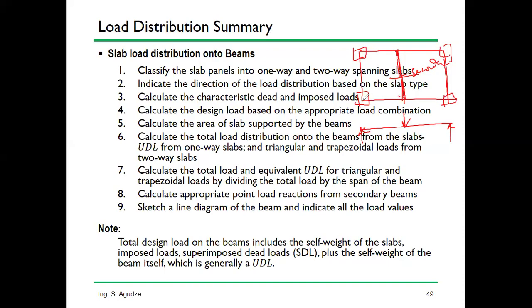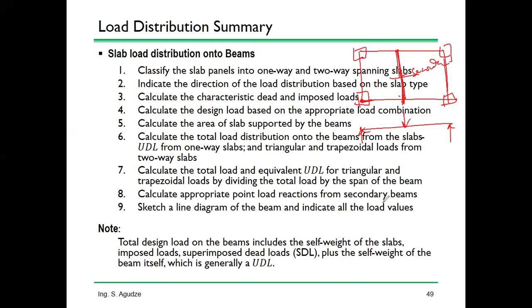And in turn, if we are dealing with this column, then half of this beam will become a point load on the column, half will go here. So the load distribution in terms of beam to column or beam to beam, you divide it, half goes here, half goes there. You just divide into two, one goes here, one goes there. That is after you have distributed the slab loading.